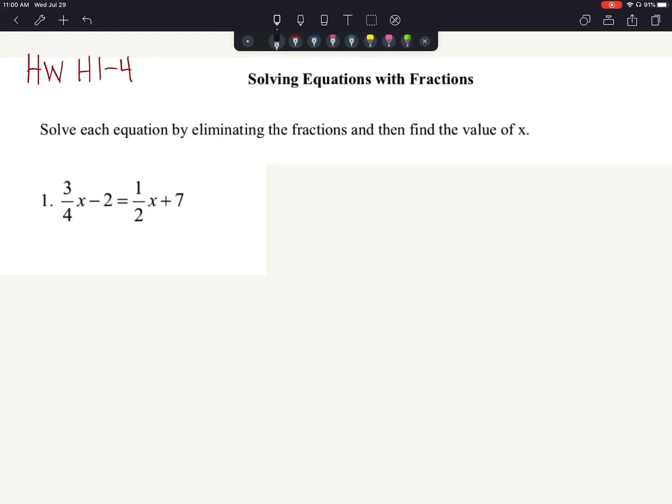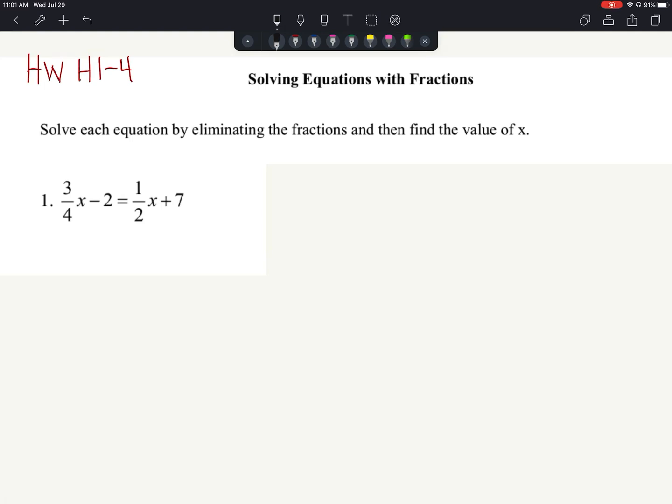Hello everyone. We're looking at homework worksheet H1-4 on solving equations with fractions. Our directions for this entire worksheet: solve each equation by eliminating the fractions and then find the value of x. Number 1 says 3/4 x minus 2 equals 1/2 x plus 7.